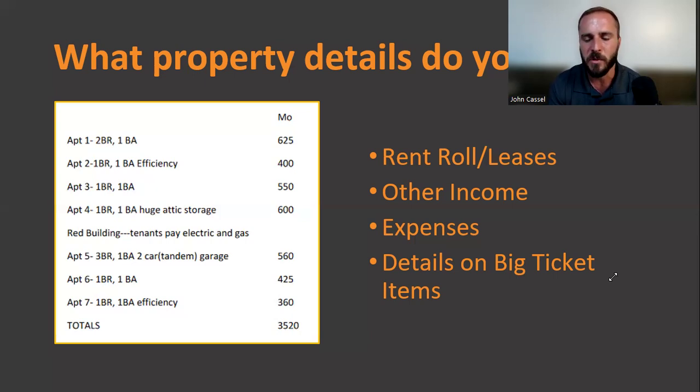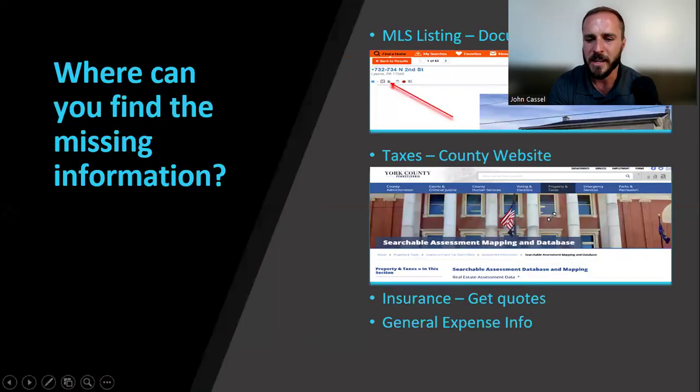And then the last thing you'll want to get is details on any big ticket items. So this would be, have they replaced the roof recently? How old is the roof? Have they replaced the HVAC system recently, or how old is it? That kind of stuff, or any other big fixes, maybe foundation wise. This is kind of what you would probably get from a small multifamily property. Here's an example 7 unit that I pulled off of a listing. It tells you what kind of units they are, what the rents are, that kind of stuff. And then you'll likely get a couple of expenses, and you have to fill in the rest, but we'll touch on that later.